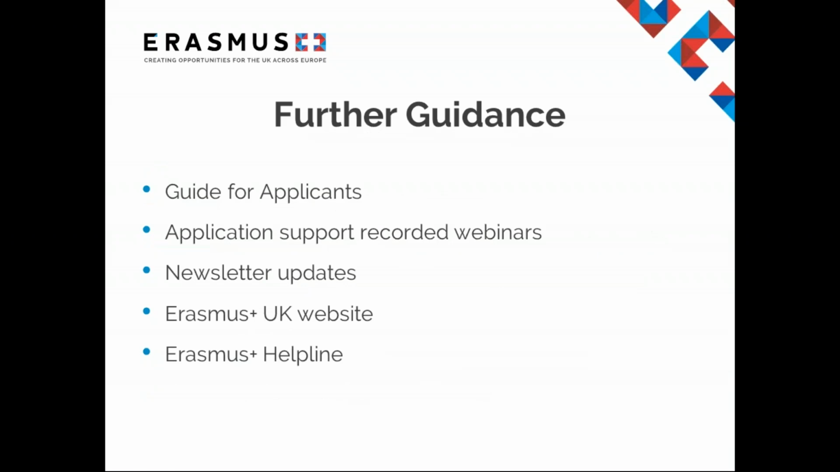To conclude, I'd like to point out the further support that is available. There are detailed guides for applicants on how to fill out and submit the application form on our website, on the Key Action 1 Adult Education Staff Mobility page. As discussed, you can listen and watch our recorded application support webinars. There is one for Key Action 1 Adult Education specifically. The links to where they can be viewed are being provided to you via the chat box.